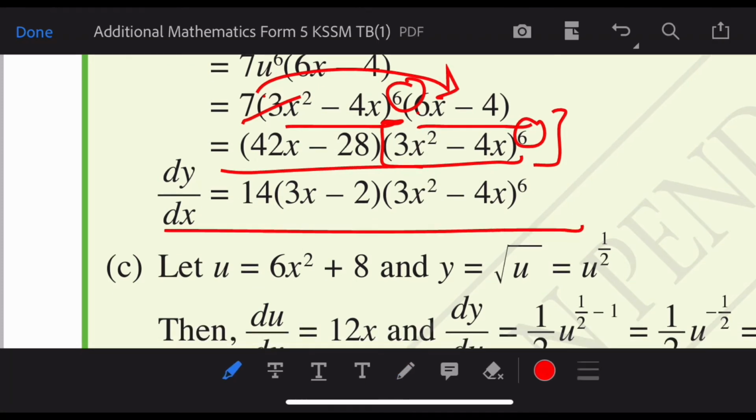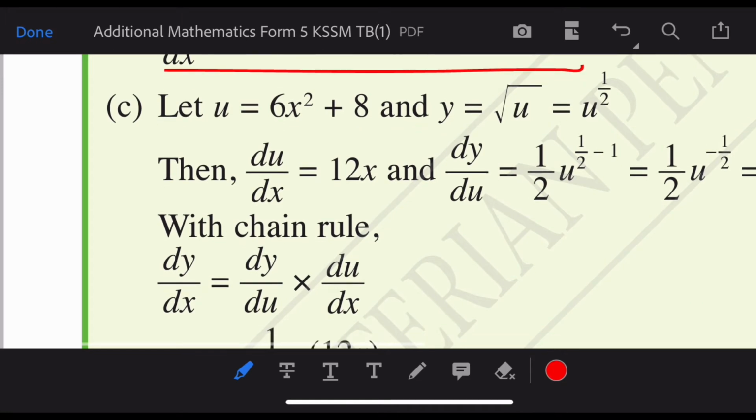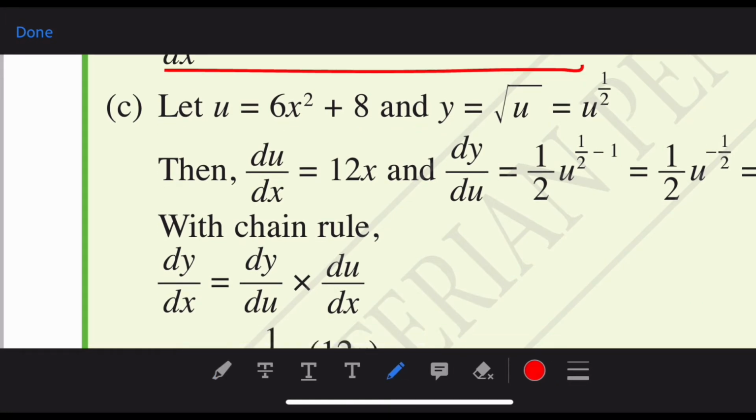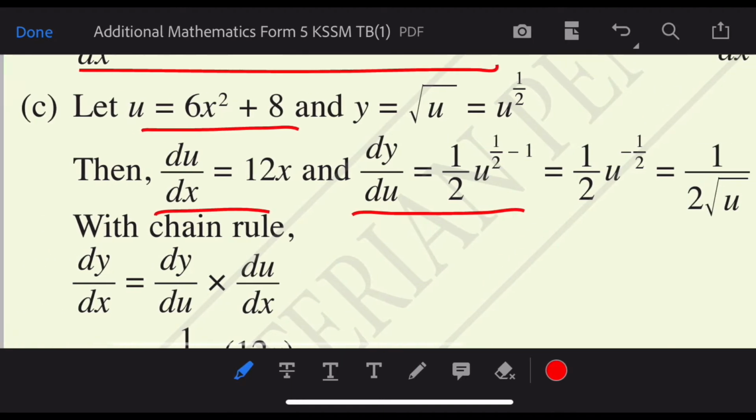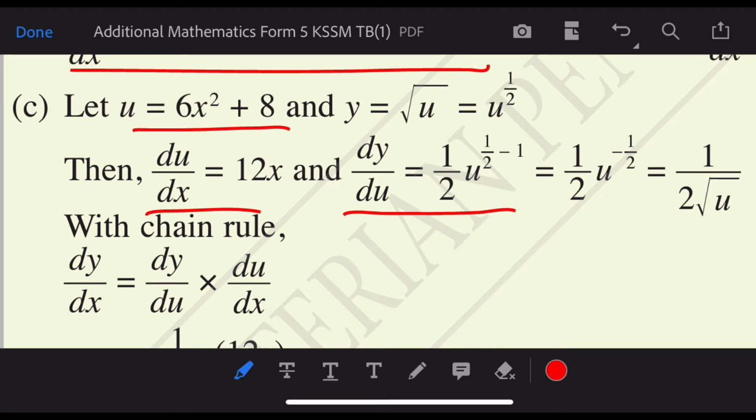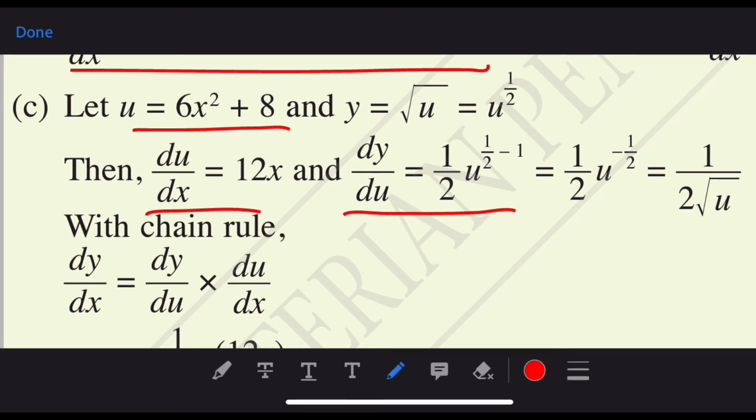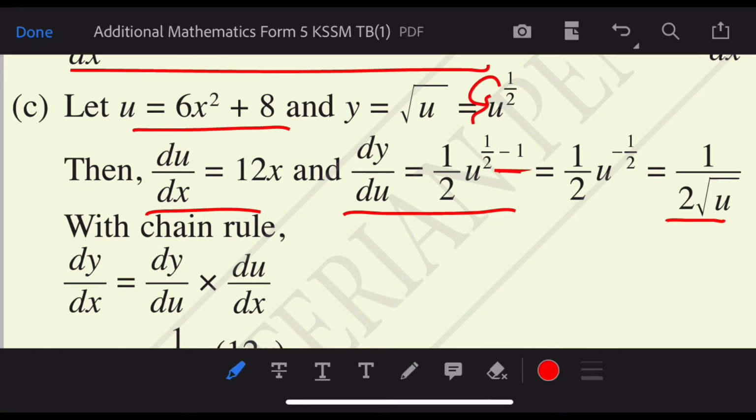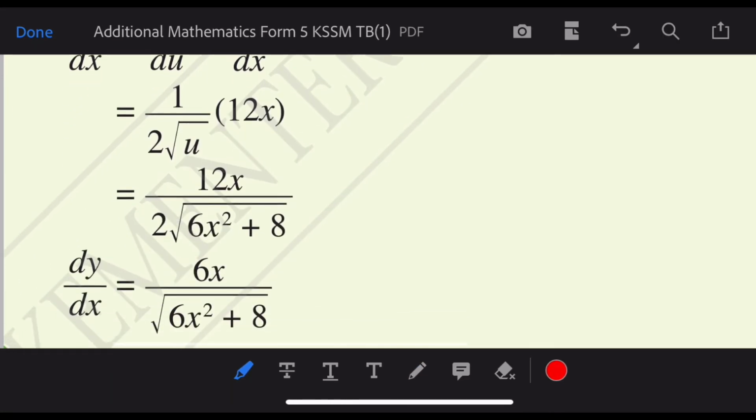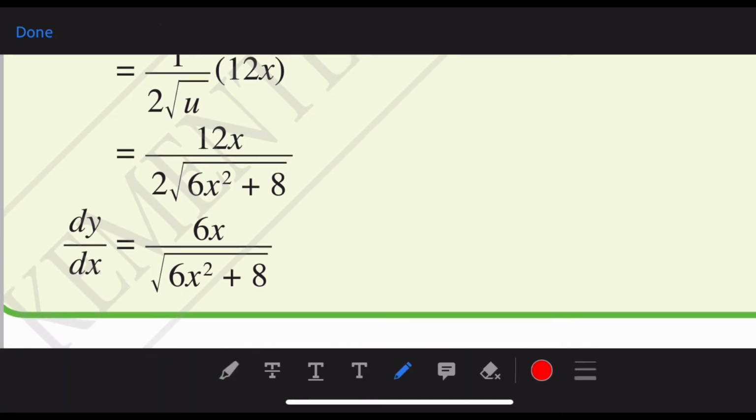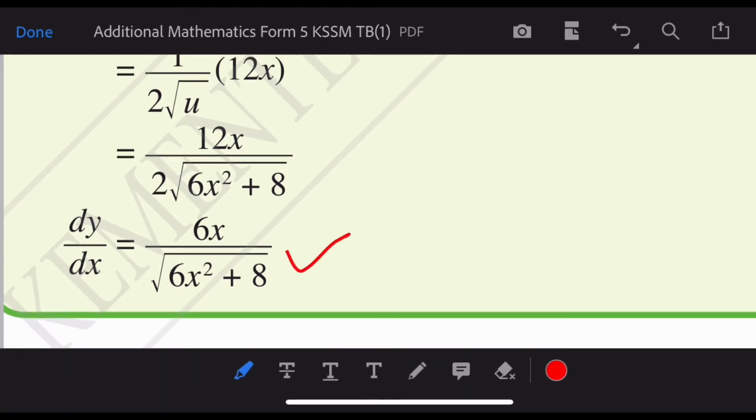Or you can use u. Use u to substitute 6x squared plus 8. Then your y equals square root of u. Then you do du/dx and you do dy/du. Alright, then you get dy/du: you bring the power to the front, then the power minus 1, so you get this. And then you use the chain rule. Okay, then you get the answer. So I'll go very fast. So normally I will do like this.